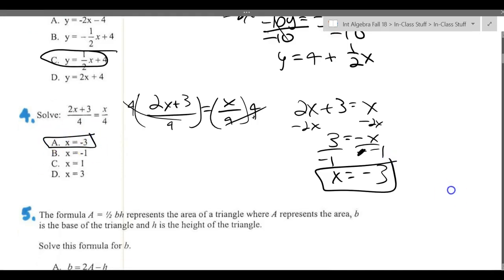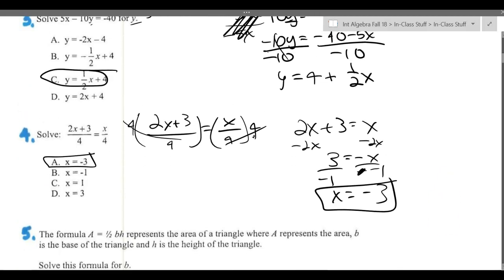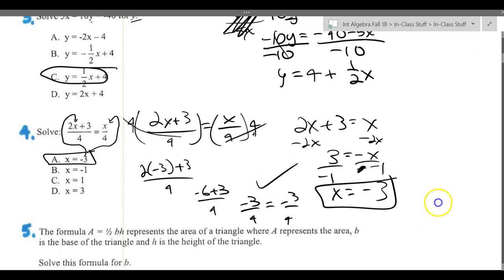All right. And I'm going to pause on this one and address how you could be checking your answers here. This is a good one to do that on, just because fractions are kind of wishy-washy for some people. So if I take that negative 3 and put it into this x right here, and into that x right there, it gives me 2 times negative 3 plus 3, divided by 4, which is negative 6 plus 3 over 4. Negative 6 plus 3 is negative 3 over 4, equals, and if I put the negative 3 right there, that equals negative 3 over 4. Good. So it never hurts to go check your answers.